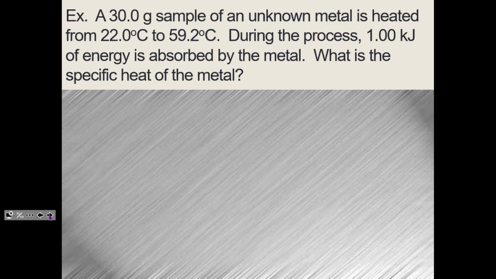Third example, a 30-gram sample of an unknown metal is heated from 22 degrees to 59.2 degrees. So we are increasing in temperature, which tells me I'm adding energy to the system. During the process, 1 kilojoule of energy is absorbed by the metal. What is the specific heat of the metal? So I've got a mass. I've got a delta T here that I'm going to have to calculate. I do have a Q in energy, and you'll notice that it's in kilojoules. I may have to convert. What is the specific heat? So I'm looking for this unknown metal.